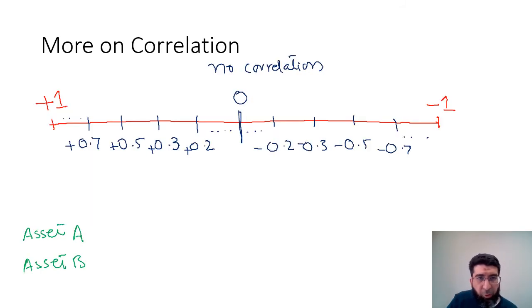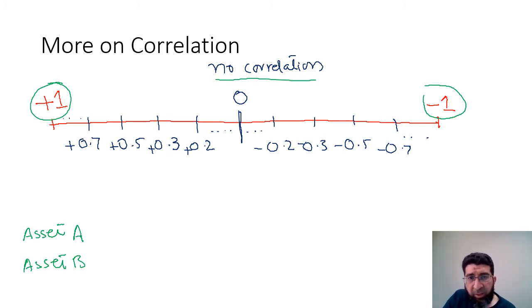More on correlation. So we have this straight line drawn for you. This is +1, perfect positive correlation, and this is -1, which is perfect negative correlation. Now 0 represents no correlation. In between, between 0 and +1, and 0 and -1, I have jotted down a few of the points: +0.7, +0.5, +0.3, 0.2, and the same on the negative side.